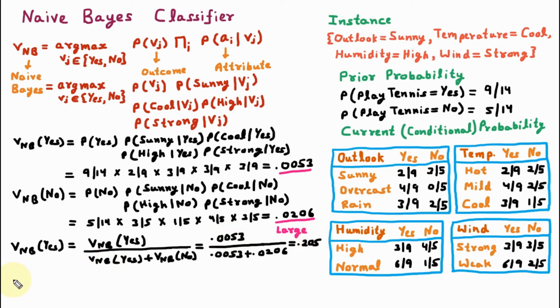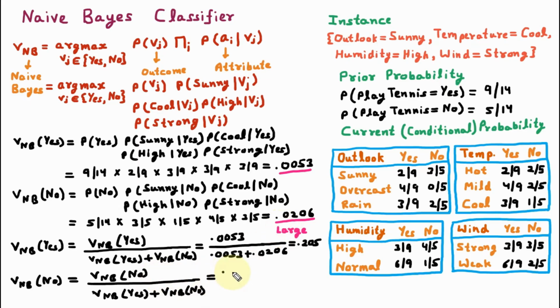It will be equal to 0.205. Similarly, for naive Bayes for no, that will be equal to the naive Bayes for no divided by naive Bayes for yes plus naive Bayes for no. That will be equal to, no is 0.0206 divided by 0.0053 plus 0.0206. That will be equal to 0.795. Here also we can compare this 0.205 and 0.795.